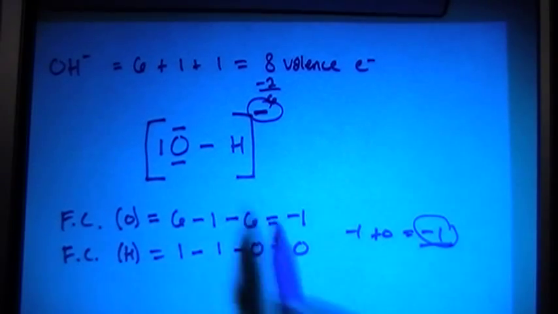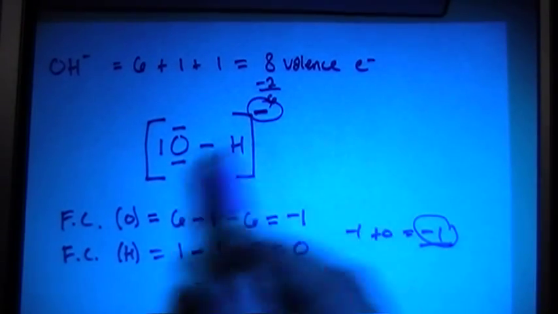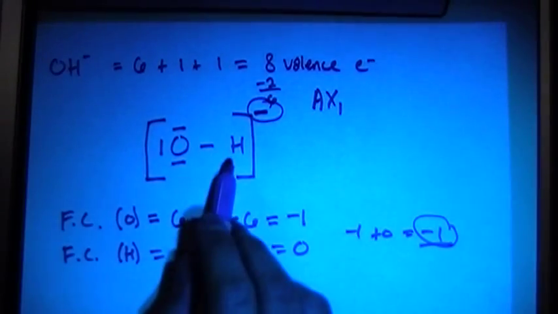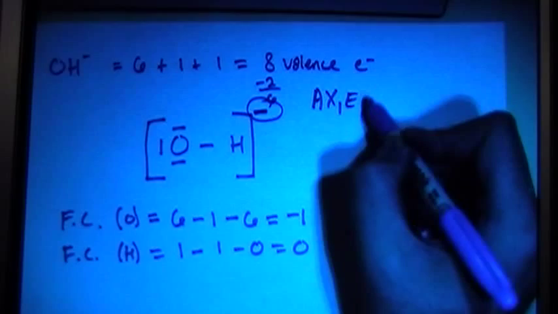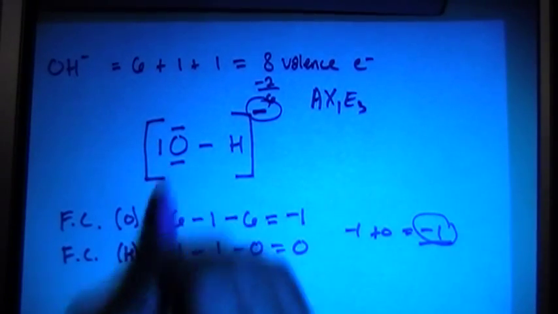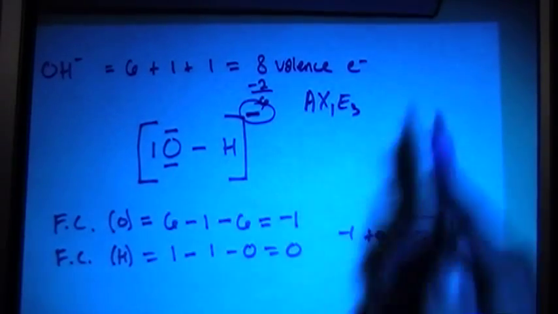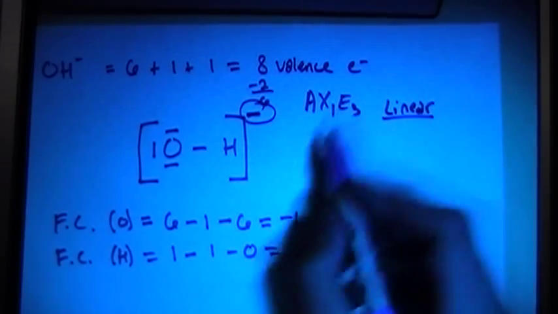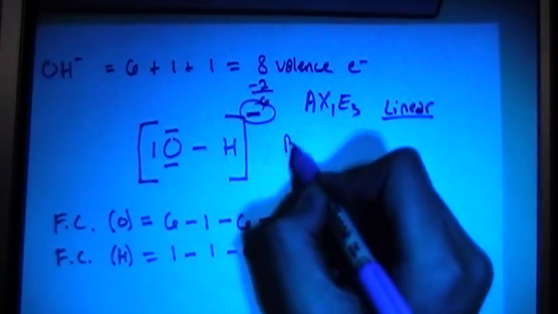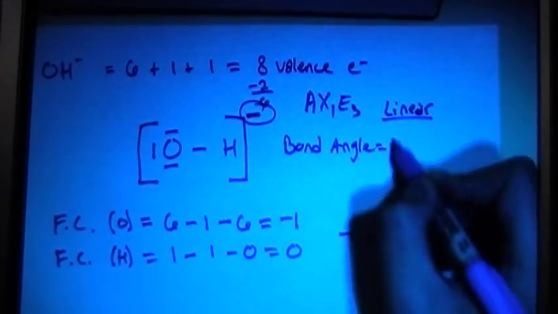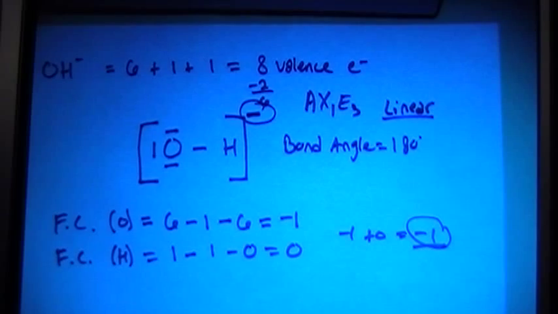in terms of shape, how this would look, it's going to be AX1 because there's 1 bonding atom, and there's going to be E3 because there's 3 non-bonding pairs of electrons. So because there's only 2 atoms, it's actually going to be a linear shape, and so that would mean that the bond angle is 180 degrees. That's not really tested on ever, but it's good to know.